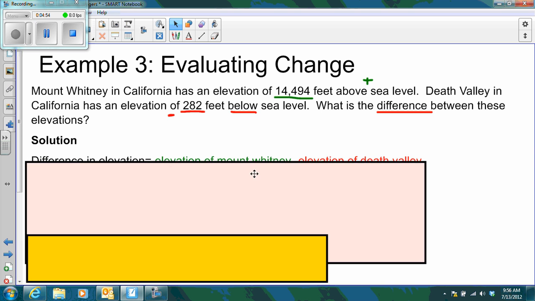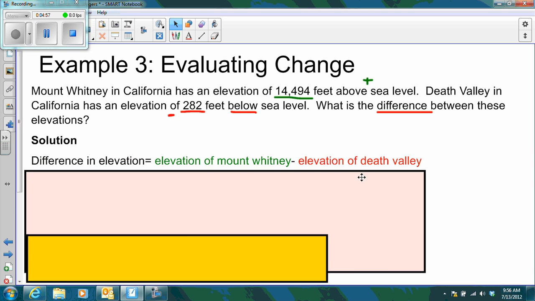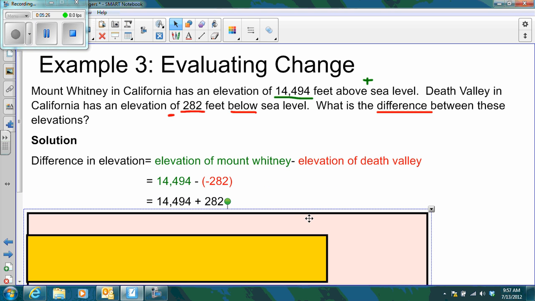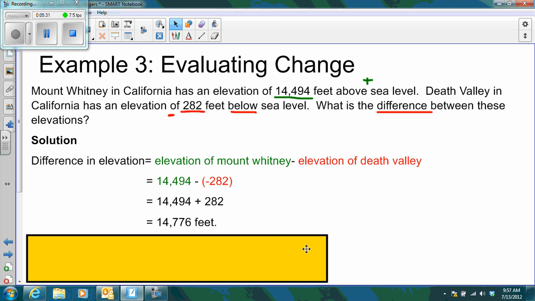So the first step is write a verbal model. So the difference in elevation is equal to the elevation of Mount Whitney minus the elevation of Death Valley. We can then substitute the numbers in for Mount Whitney and Death Valley. So 14,494 minus negative 282. But we don't subtract integers when we have negative numbers. We make it into an addition problem by adding its opposite. So now we get 14,494 plus 282, and we get a difference of 14,776 feet total.